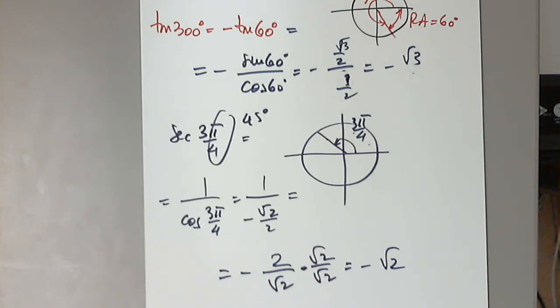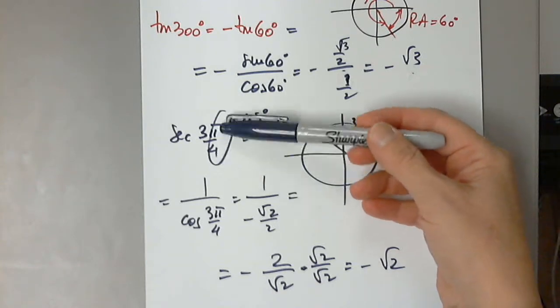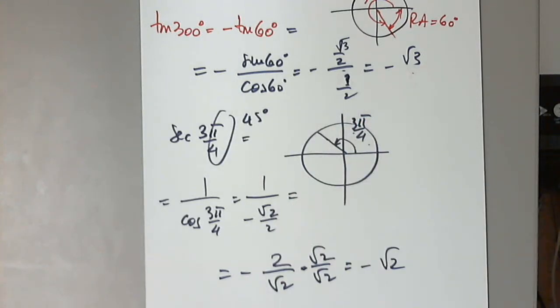Now, since it's secant, and secant is 1 over cosine, and you know that cosine is negative in the second quadrant, so will be secant, negative. And this, as I mentioned also several times, pi over 4 is the friendliest angle you can come across, because it has the same sine and cosine.